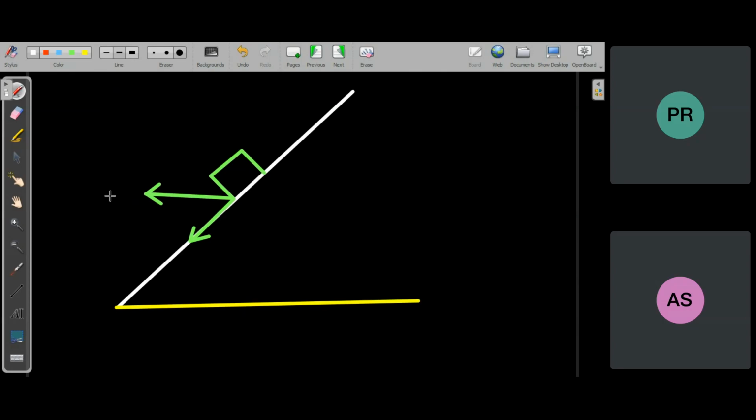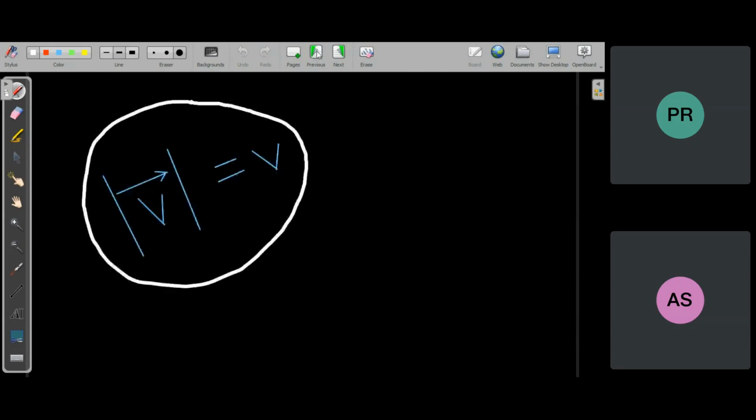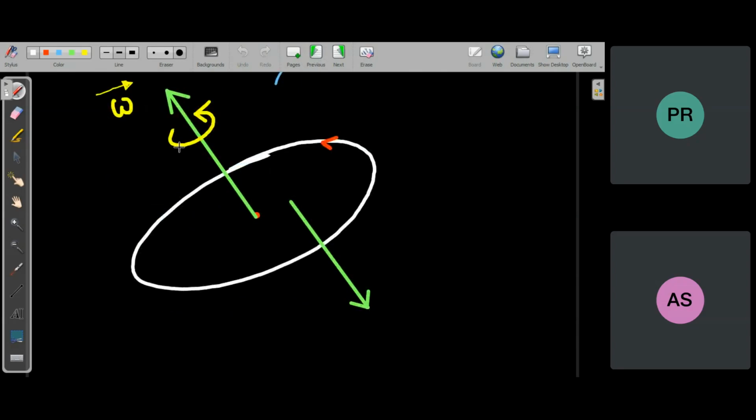Sir, can you explain again the directions of angular velocity and angular acceleration? Always perpendicular to the plane of motion. So angular velocity and angular acceleration you are talking about. First of all, you have to understand the direction of angular velocity. The direction of angular velocity is always in the direction of angular displacement, and it is given by the right hand thumb rule.